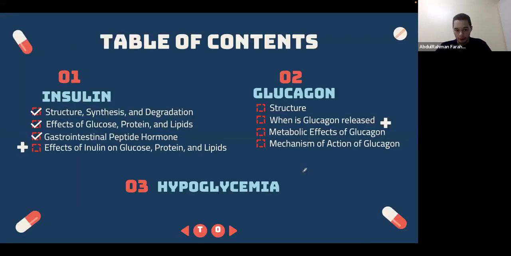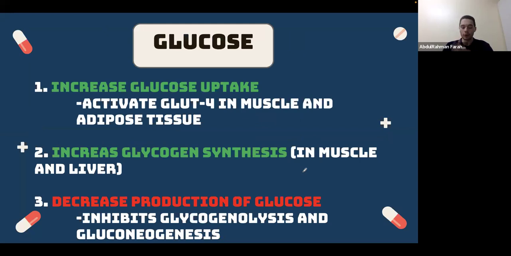Okay, now we're done with gastrointestinal peptide hormones and everything else. On to the last thing regarding insulin: the effects of insulin on glucose, protein, and lipids. For glucose, there will be three main things. Increased glucose uptake, and this happens because insulin activates GLUT4 transporters. GLUT4 transporters are found in the muscle and the adipose tissue. And so you're going to increase the glucose uptake from the blood.